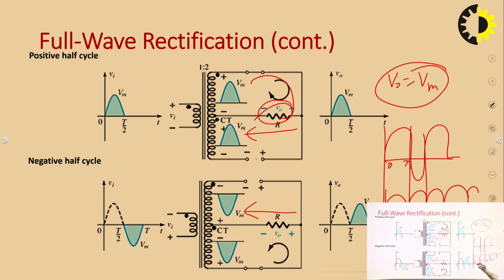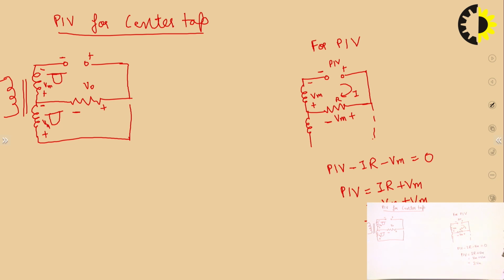Similarly, here we can see the same waveform as in the case of the bridge rectifier. With these waveforms, we can calculate the VDC value and VRMS value. The value of VDC and VRMS is the same for both cases, the bridge rectifier and the center tap rectifier. This is how we can calculate the PIV value for the center tap rectifier. We have to keep the diode in the reverse bias condition.